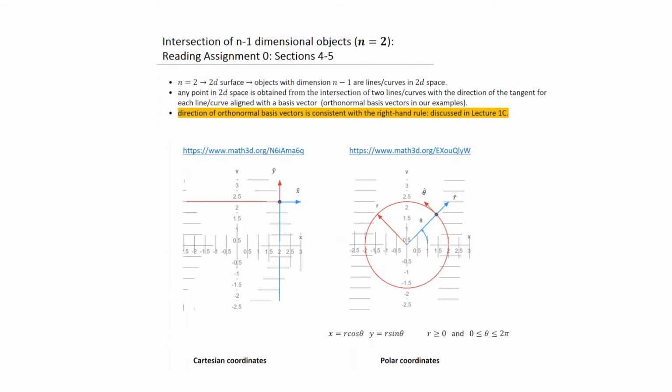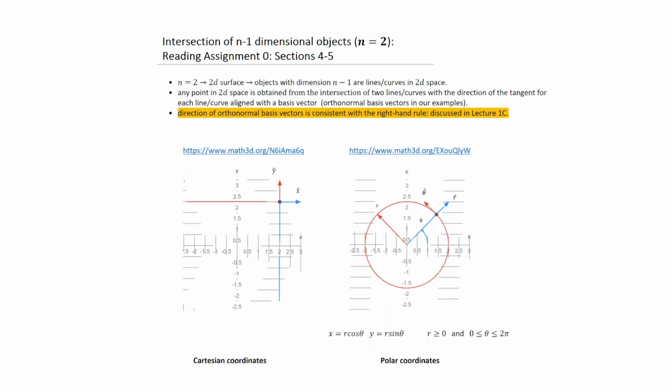This material comes from reading assignment 0, sections 4 and 5. So n equals 2 implies a 2D surface. That means objects with dimension n-1 are lines or curves in 2D space. So plugging in 2 gives you 2 minus 1. A one-dimensional object is a line or a curve. Any point in 2D space is obtained from the intersection of two lines or curves, with the direction of the tangent for each line or curve aligned with a basis vector. This would be a basis vector at a given location.